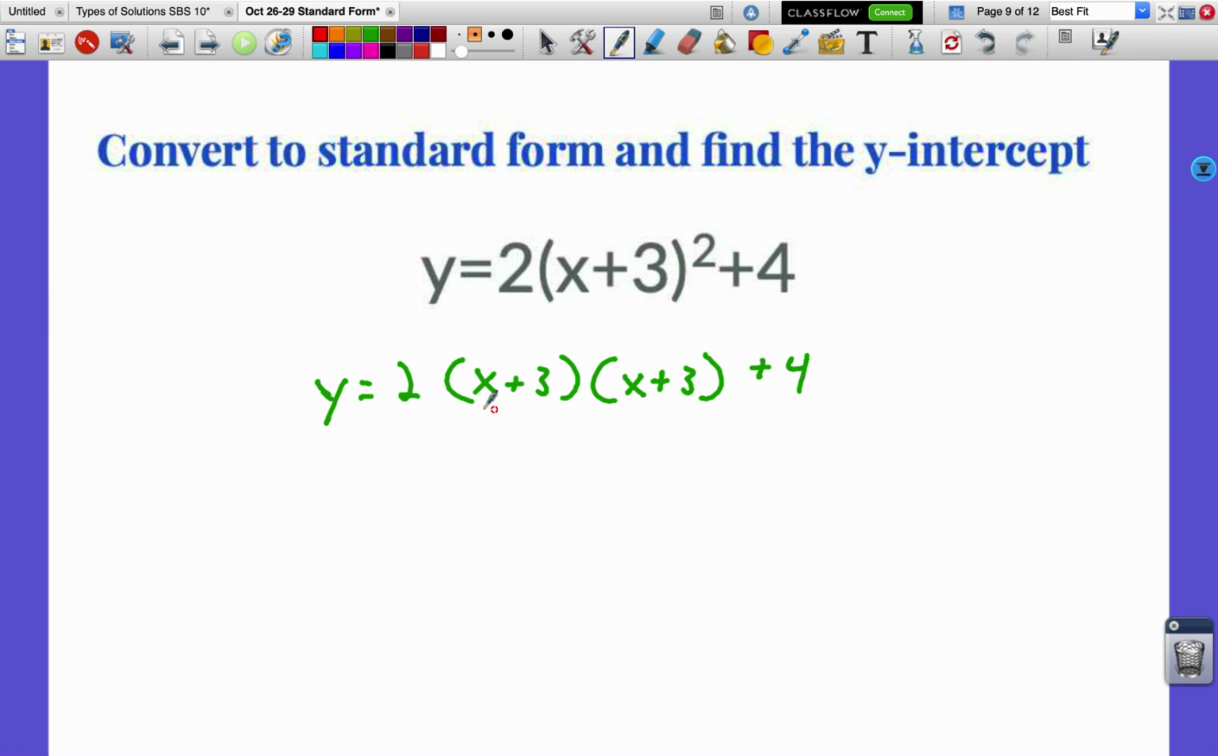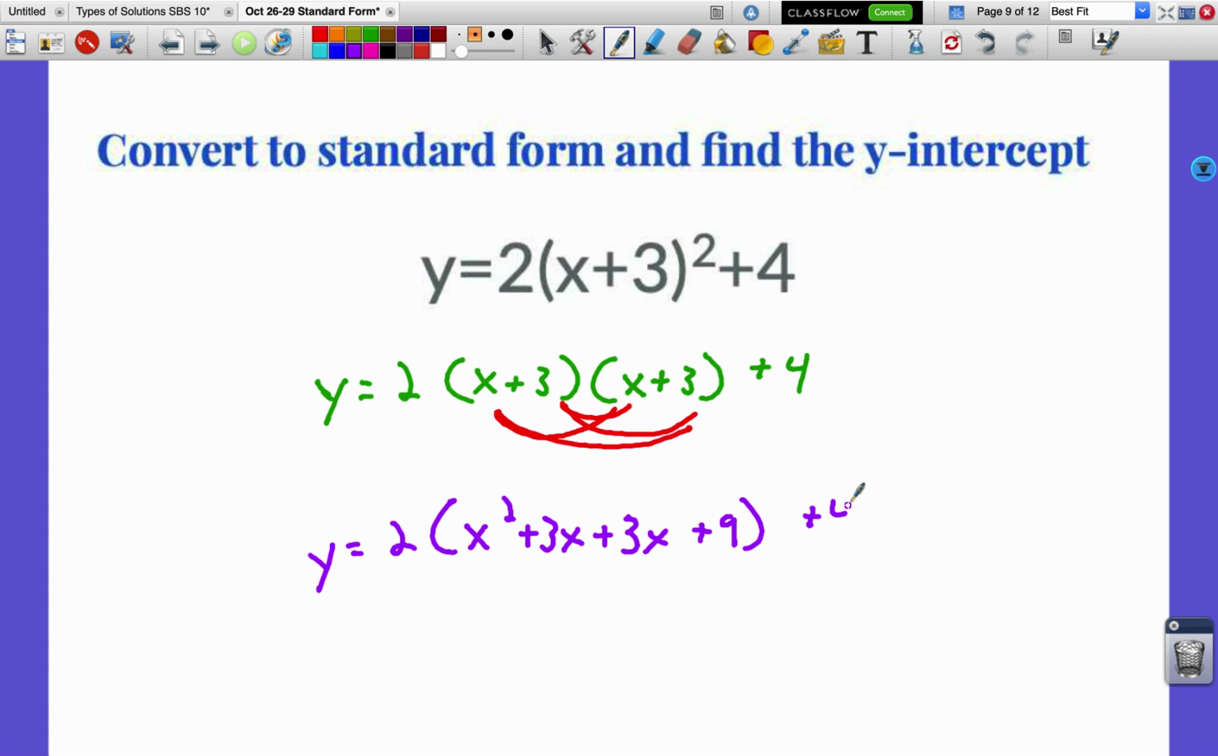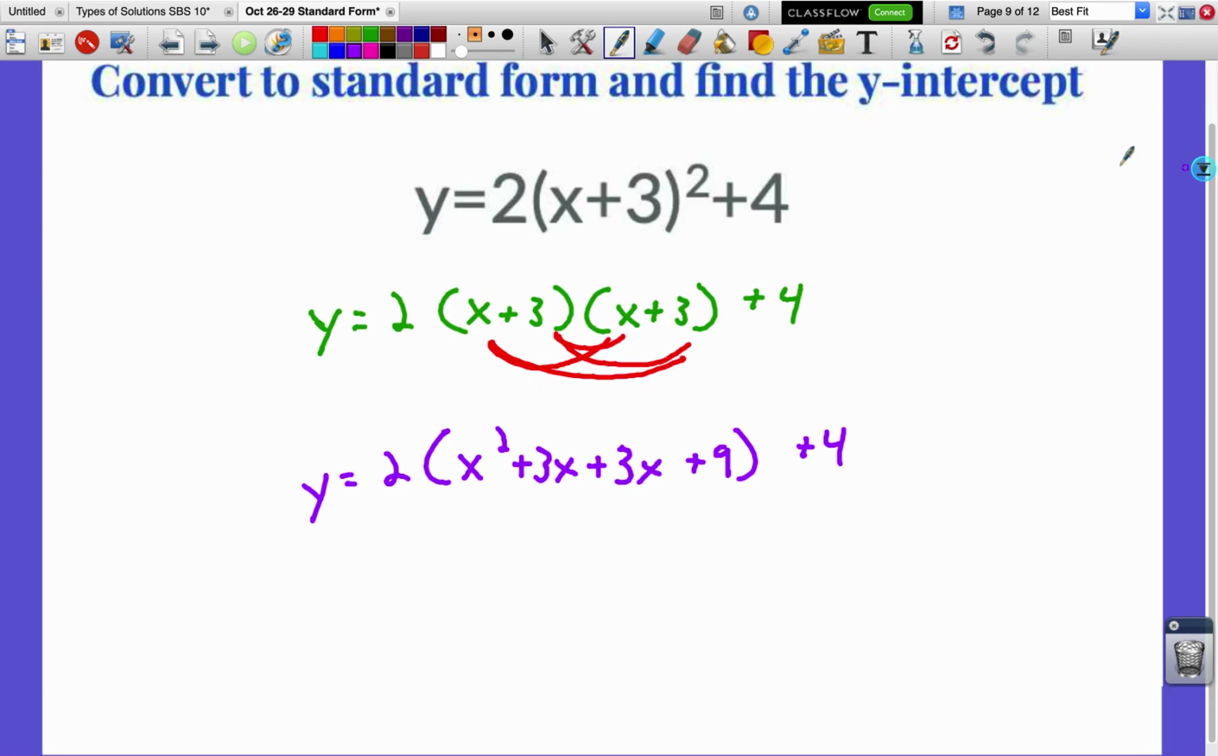All right, not done with the parentheses. Got to get rid of them by foiling. So I've got to multiply my first, outside, inside, and last terms. When I do that, this 2 is still waiting to be distributed to all of that. So keep it in a set of parentheses for a second. 2 times x squared plus 3x plus 3x plus 9, and then a plus 4 still at the end here. Let's combine like terms. Y equals 2 times x squared plus 6x plus 9 plus 4.